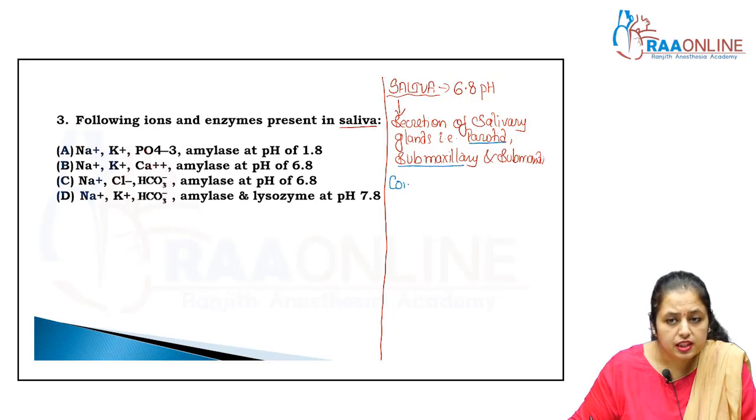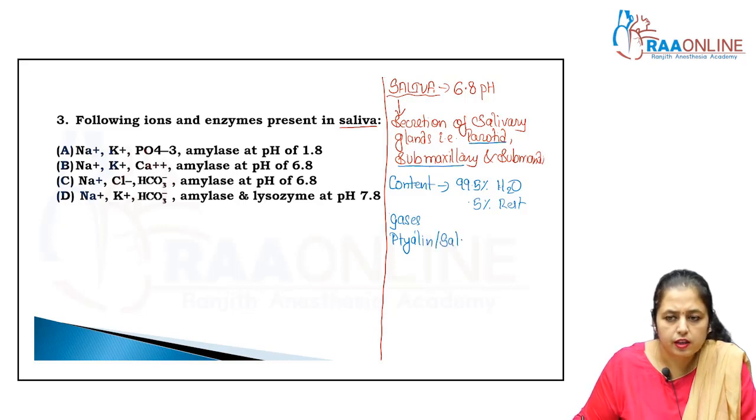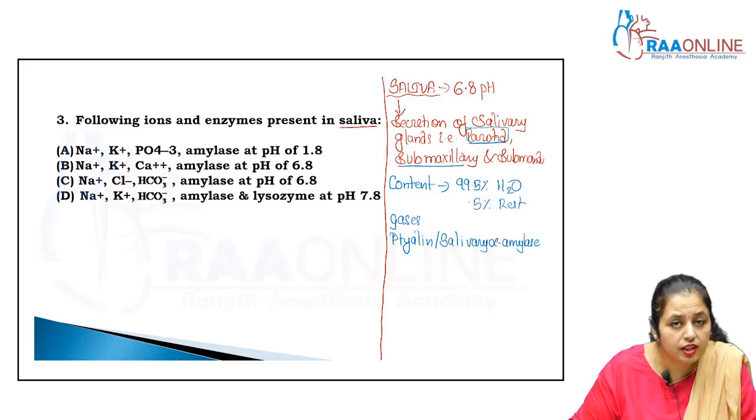When we talk about the content of saliva, 99.5% is water and 0.5% is rest of the part, right? That means in saliva, gases are present, right? Ptyalin, which is also known as the salivary alpha amylase enzyme, is present, right, which is present in the secretion of parotid gland only. It is not present in the secretion of the submaxillary and submandibular, right? It is present only in the secretion of parotid salivary gland.